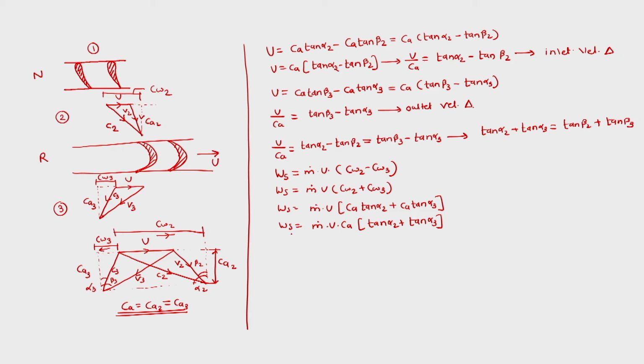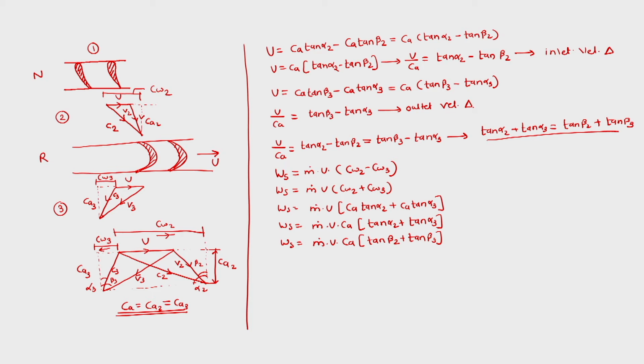Further we can know from this relation that tan alpha 2 plus tan alpha 3 is equal to tan beta 2 plus tan beta 3. So we can also write it as m dot U Ca into tan beta 2 plus tan beta 3. So this is the stage work expression we would need for the calculations, or we should know how to obtain stage work, turbine work from the velocity triangles.